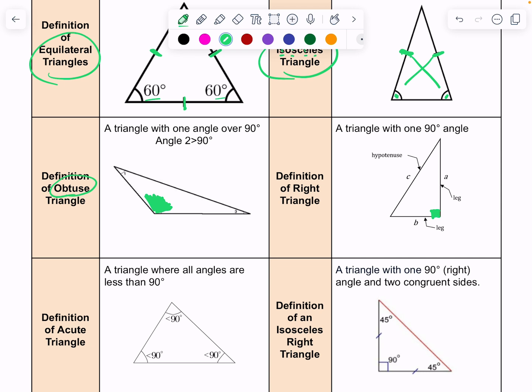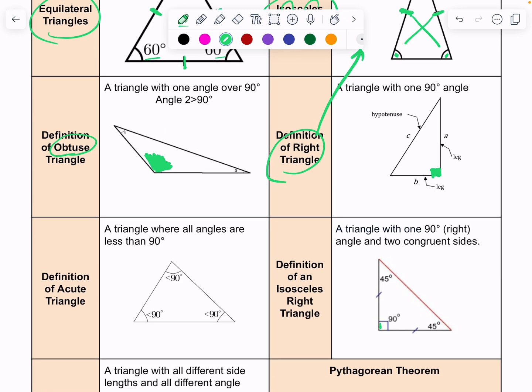A right triangle has that box in there, and a right triangle can be paired with an isosceles triangle. So you can have a right isosceles triangle, which is what you see down below, right? So here's that right angle, and then it's isosceles in that each side of that right angle has an equal side length. So these 2 got paired up for that aspect.